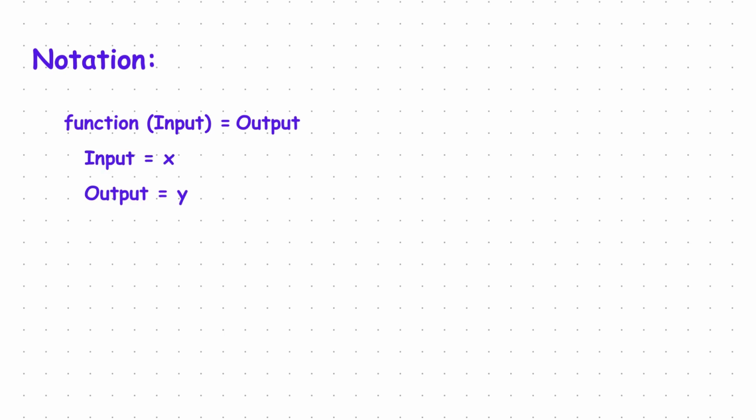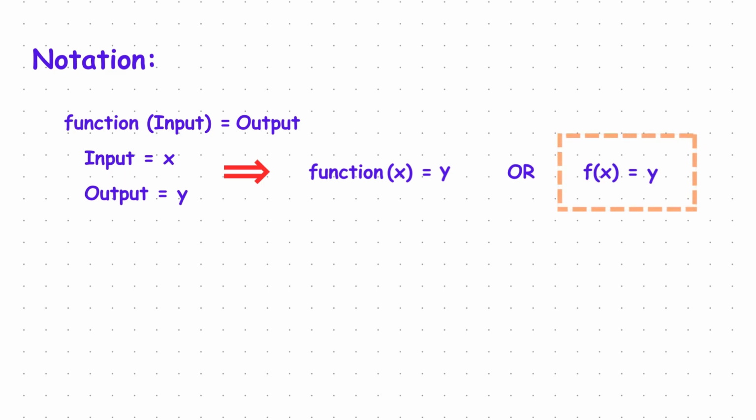Cool. Now that we know the definition of a function in mathematics, we need to know how we can write it down on paper. So we need to know the notation. So far, we know that we're going to put an input inside of a function and the result would equal an output. Therefore, if we name the input x and the output y, then we have the function of x equals y. Or in a short form, we just write f of x equals y.